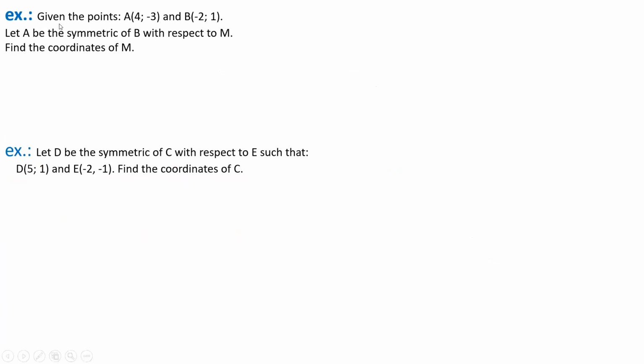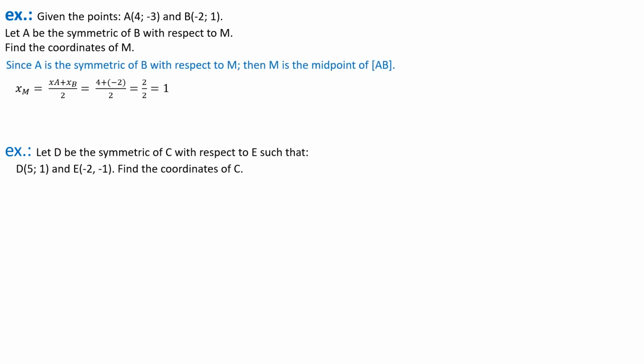Another example about the midpoint: we might be given 2 points A and B. Let A be the symmetric of B with respect to M. What does this mean? We should find the coordinates of M. So after we read this sentence, I look at the point after the "with respect to", we have M. So we should write M is the midpoint of segment AB. We find the abscissa of M, the ordinate of M, and we write the coordinates of M, abscissa and ordinate.